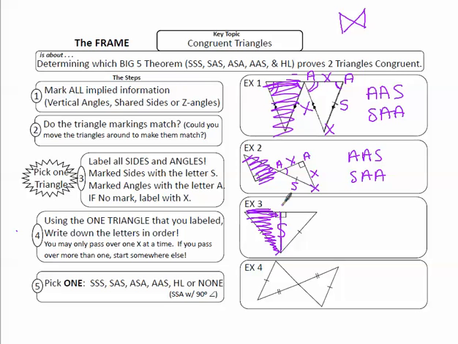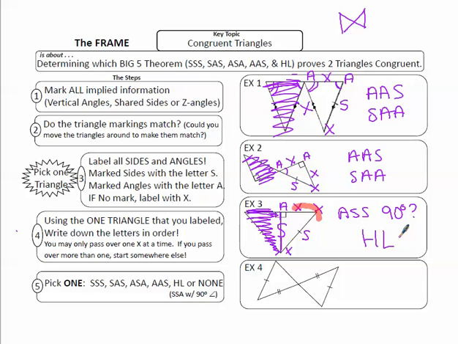So what am I going to write up here? So what is this one? I can't go over 2 X's. So it would be ASS. When I get ASS, I have to ask myself, is there a 90-degree angle? So it's HL because it's the right ass. So let's look at the last example.